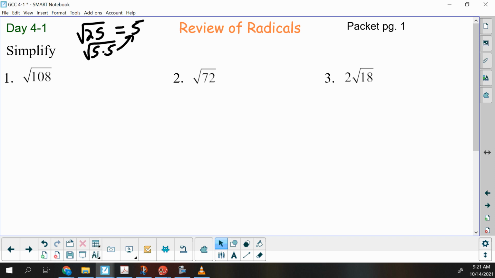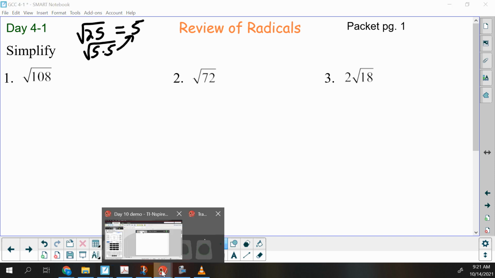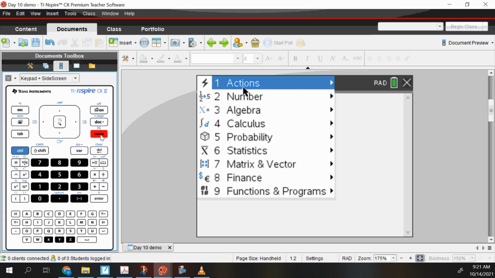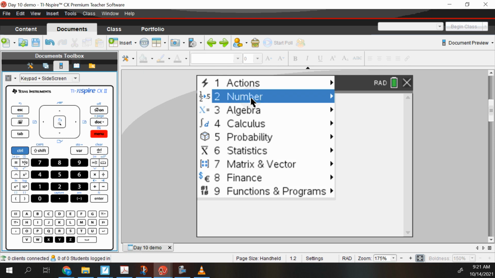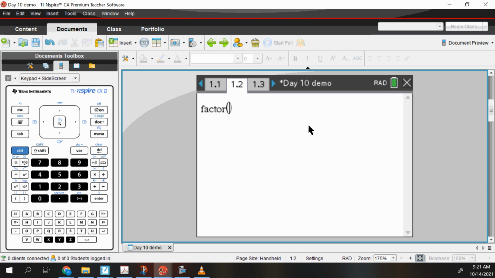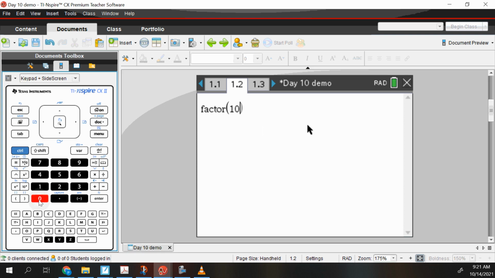So our number under the radical is 108 in this first one. Let's everyone go to a calculator page on their calculator. And we're going to go to Menu, Number, and Factor. And we want to type in that 108 and hit Enter. Notice we're typing in 108 and not the square root of 108. And when we hit Enter, it gives us the prime factorization of 108.